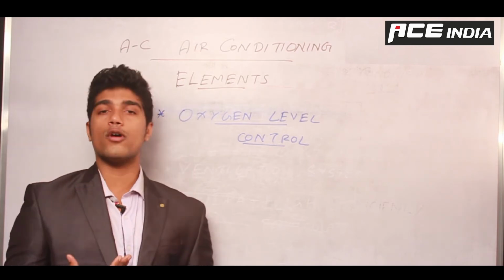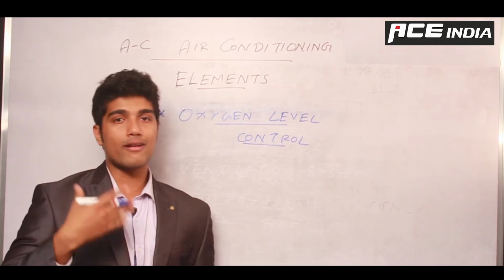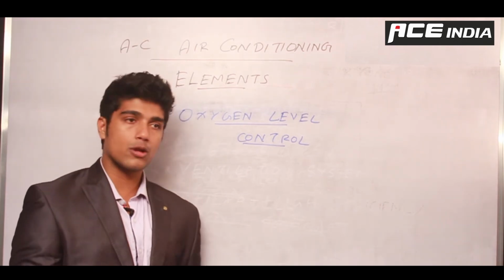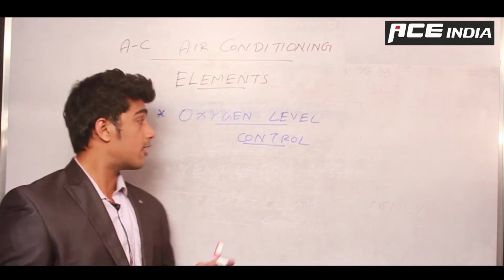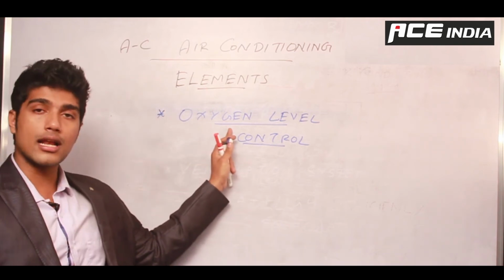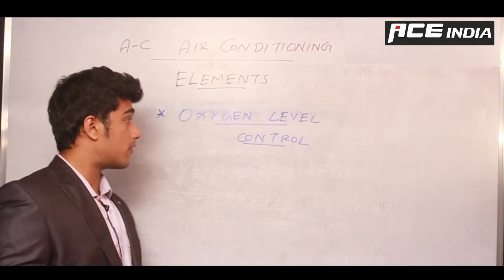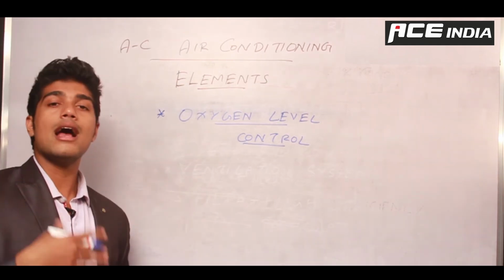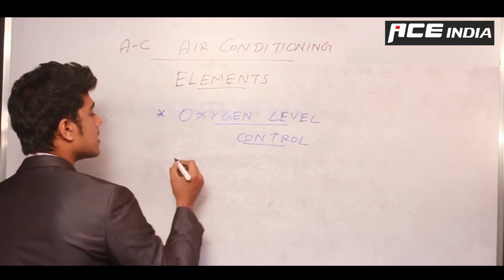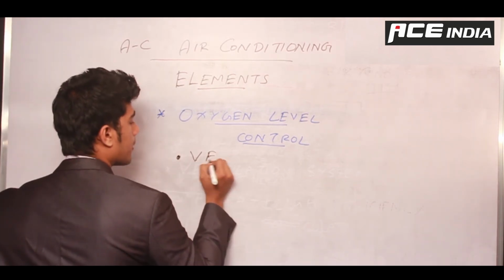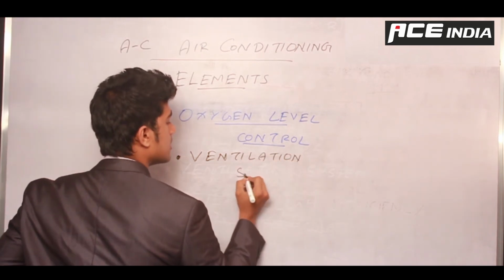So we require a lot of oxygen, and after a while, if I just keep on circulating the same air over and over, even if I cool it down or dehumidify it or keep the smell good, or even if I purify it, if I'm not having a proper level of oxygen, that means I'll be suffocating inside, right? So I have to keep the oxygen level at a comfortable position. What I'm going to do is simply have a proper ventilation system.